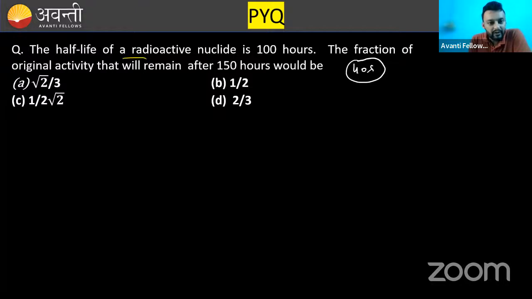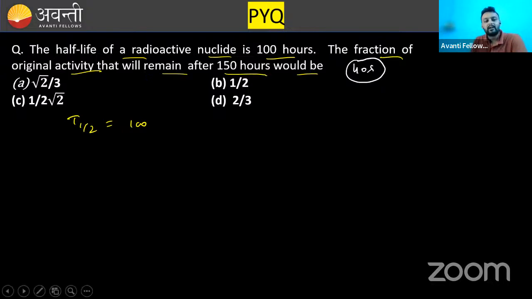Half-life of a radioactive nuclide is 100 hours. First of all, mention the data: half-life is given as 100 hours. The fraction of original activity that will remain after 150 hours would be. Whenever they are talking about fraction, the fraction means activity at time t divided by original activity. This is what they are asking. Clear?